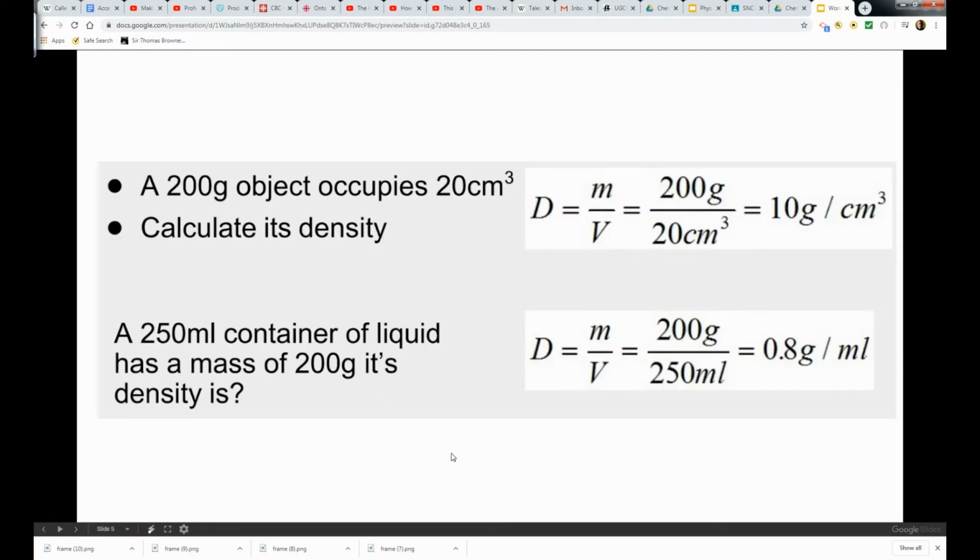So here are two examples. I give you a 200-gram object. It occupies 20 cubic centimeters. Calculate its density. You give me a formula. Then you write out your numbers with your units. No buck-naked numbers in science. And then you give me an answer with units.